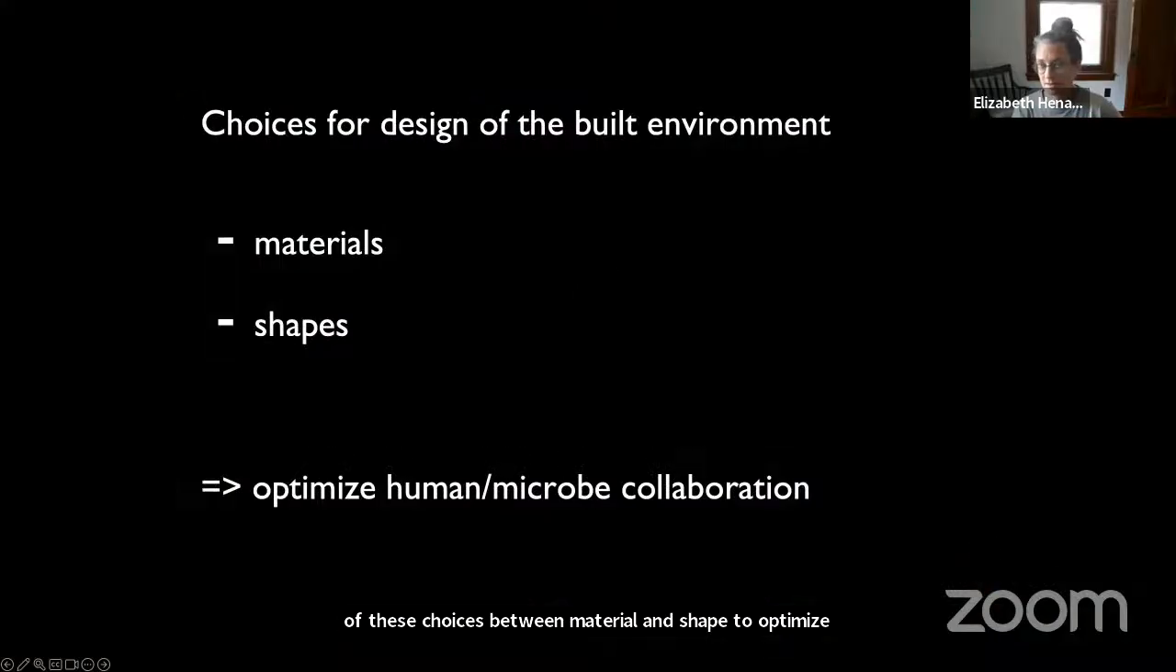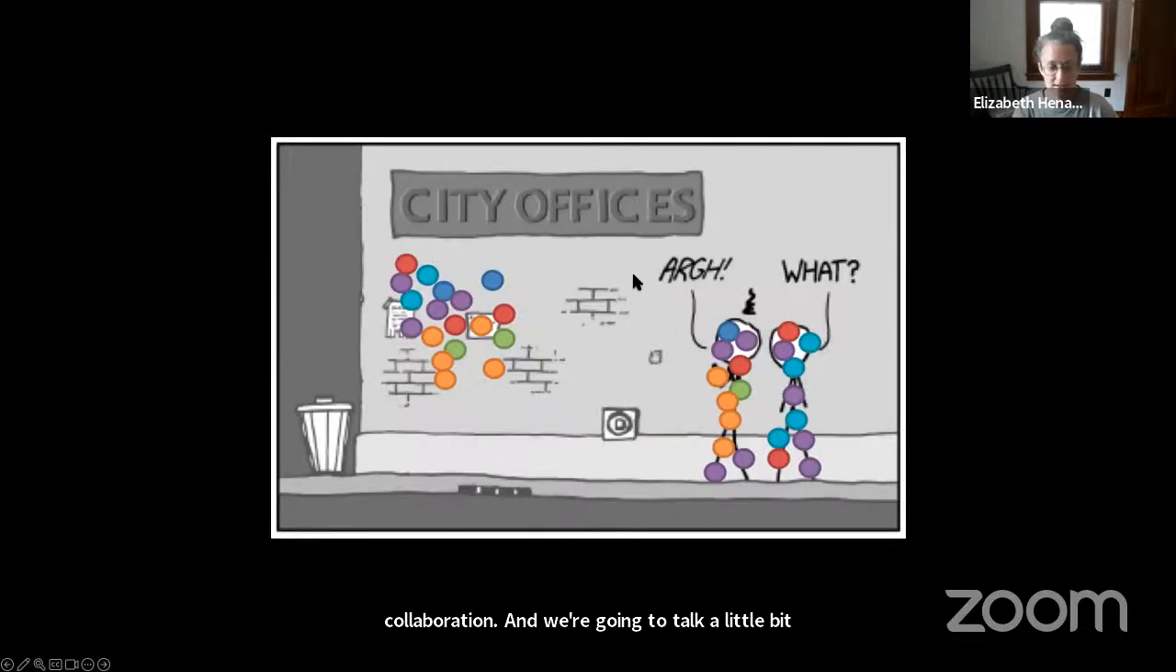And so the idea of designing for microbes is not very much different. We still have choices between materials and shapes, but here the metric that we want to optimize for is human microbe collaboration. And we're going to talk a little bit more about what that means exactly. So the idea here is that we want to optimize this environmental microbiome so that it is the kind of microbiome that we as human beings want to be interacting with in our built environments.